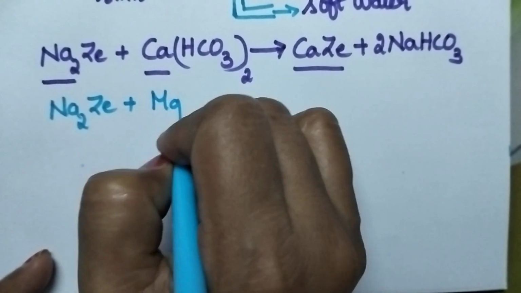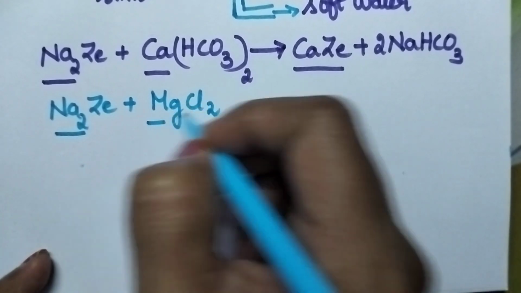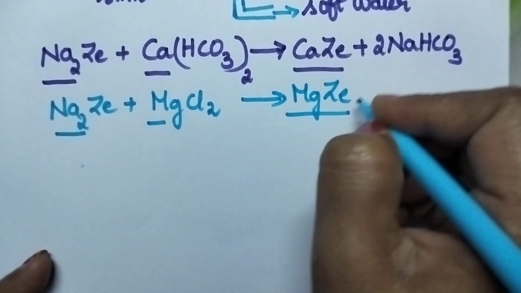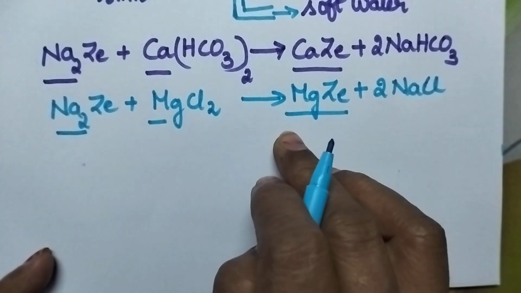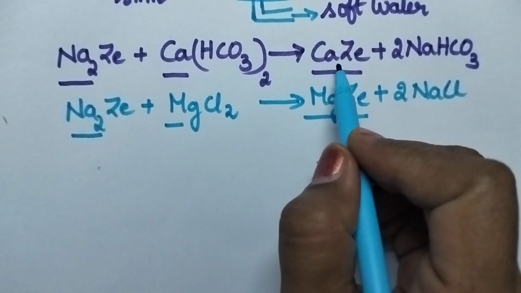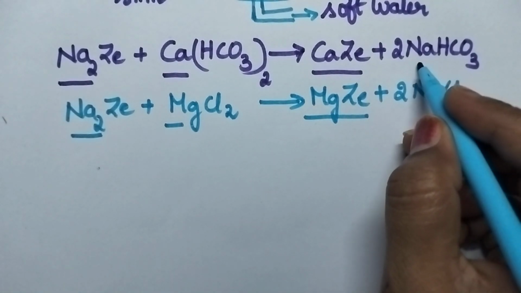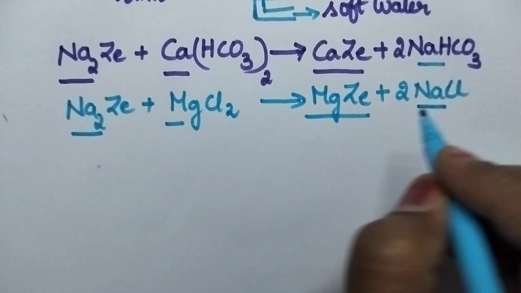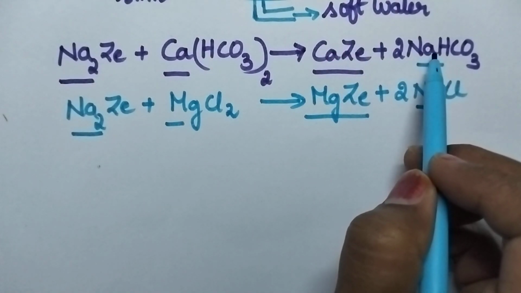Let us consider magnesium chloride. In this case also, it replaces its sodium ions with magnesium ions, and that results in the formation of magnesium zeolite along with NaCl. So whenever the hard water is passed through the zeolite bed, it results in the formation of calcium zeolite and magnesium zeolite. And here, what are the byproducts formed? Sodium salts will be formed as the byproducts. So the treated water contains more sodium ions.